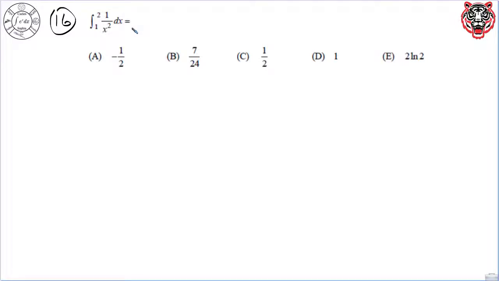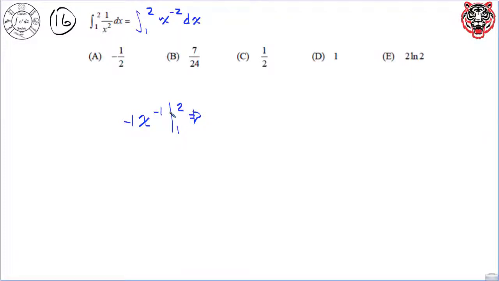Number 16, we have a fraction. Let's get rid of that fraction. This is going to be the integral from 1 to 2 of x to the power of negative 2 dx. And from there, it's just the antiderivative of this, so it's going to be x to the power of negative 1, divide down, so negative 1, x to the power of negative 1. That's evaluated between 1 and 2, so let's go ahead and sub those in.